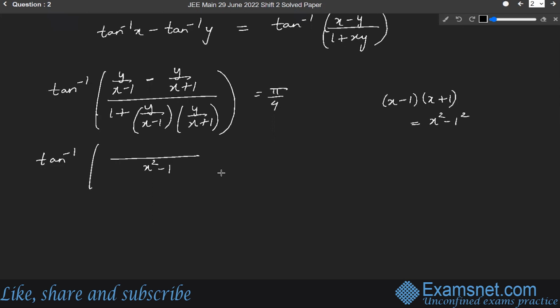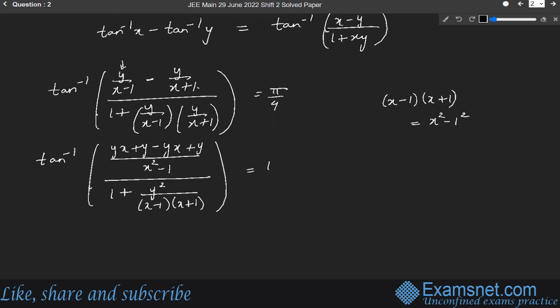Now, y will be multiplied with x plus 1. So it will be yx plus y, minus this y will be multiplied with x minus 1. So it will be minus of yx and plus of y. Minus minus will be plus. Now talking about the denominator part. Here also we have to take the LCM, but first let us multiply both these numbers. So it will be 1 plus y square upon x minus 1 into x plus 1.